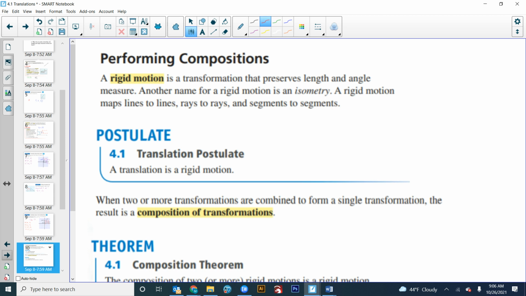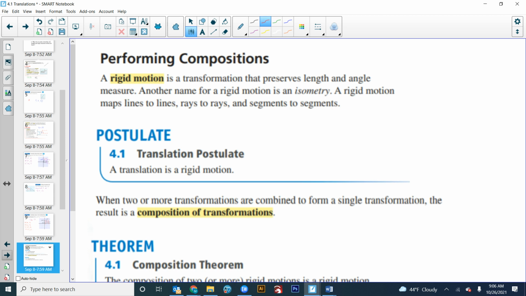So, is a translation a rigid motion? Does a translation keep the length of the figure and its angle measures? Or does it change them? Keeps them. Everybody agree? So a rigid motion is a transformation that preserves length and angle measure. So a translation is a rigid motion.